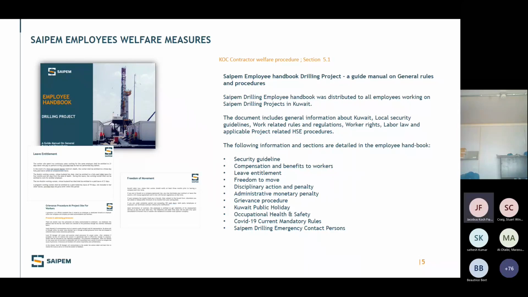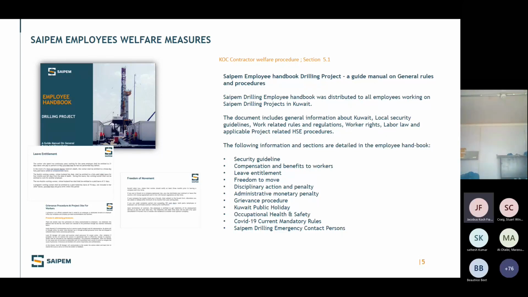Employee handbook. Very important tool. Very important to everybody on the project. The SAIPAM Employee Handbook is a guidance manual on general rules and procedures. The following information and sections are detailed in the Employee Handbook: safety guidelines, compensation and benefits to the workers, leave entitlement, freedom to move, disciplinary action and penalties, administrative penalties, grievance procedures, that is very important, public holidays, occupational health and safety, COVID-19 current mandatory rules, SAIPAM drilling emergency contact personnel. That is some of the topics covered in the employee handbook.